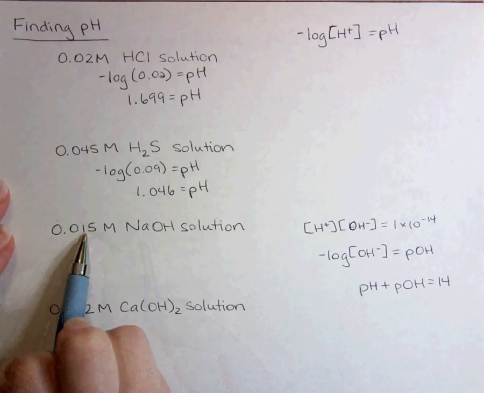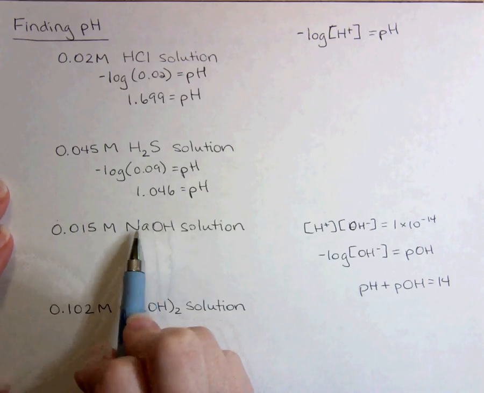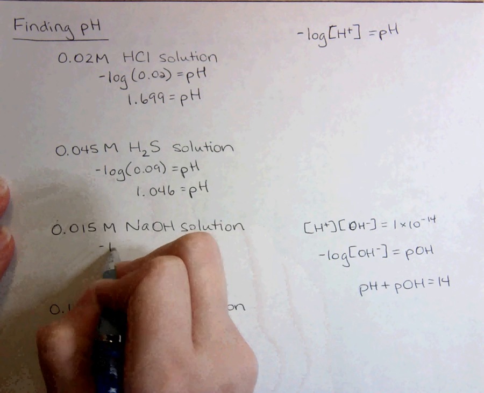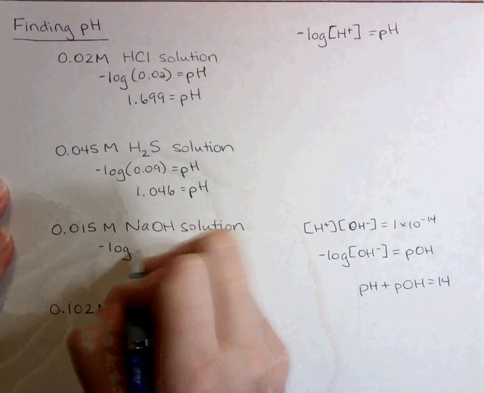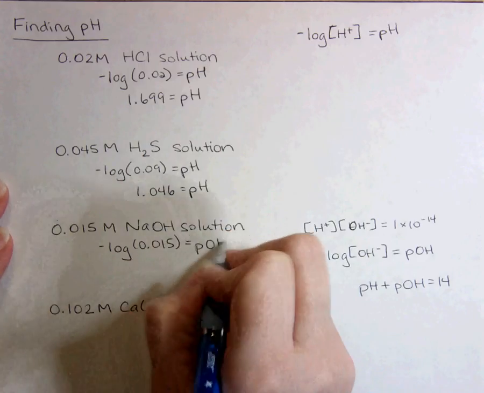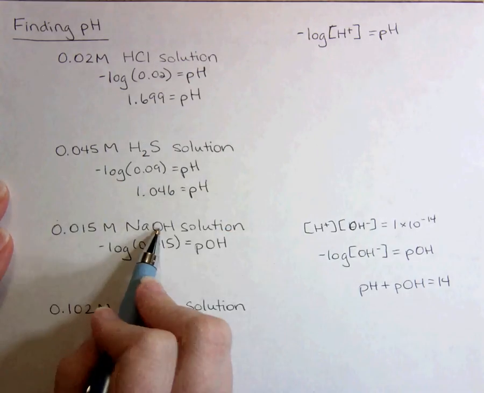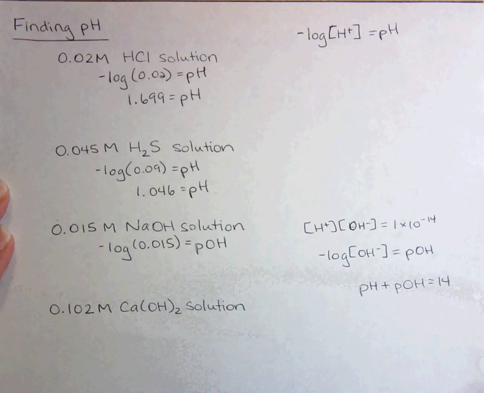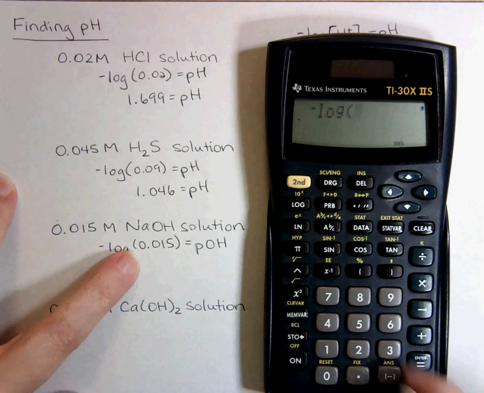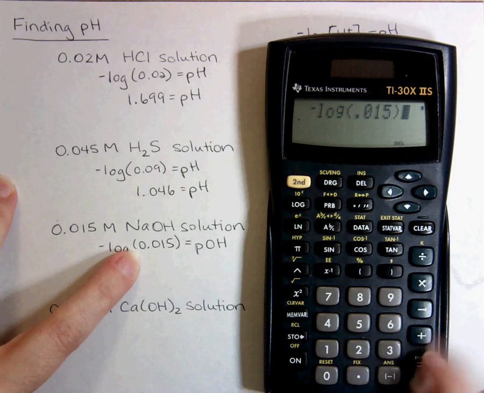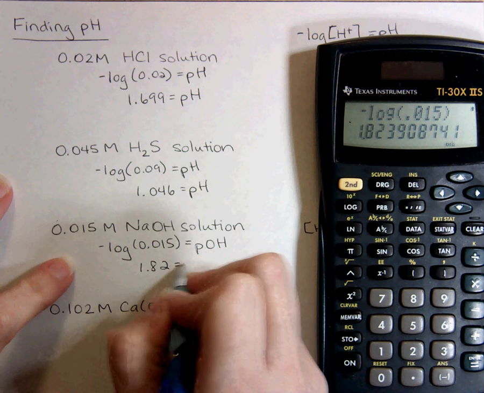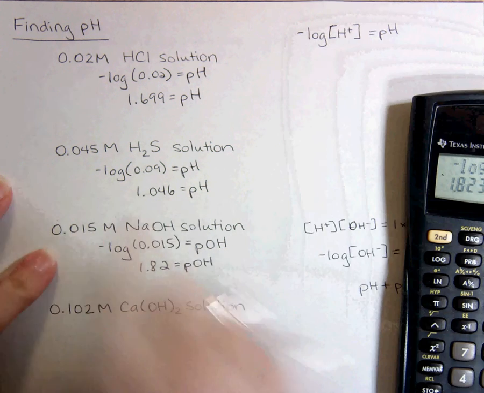So I have a concentration here. This shows me I have 1 OH in this base. So I'm going to do that same thing that I did here. I'm going to do negative log of this concentration, and that gives me POH because I've plugged in the concentration of OH, not the concentration of H. So I'm going to do the same thing I did before. Negative log of 0.015, and it gives me 1.82 is my POH.